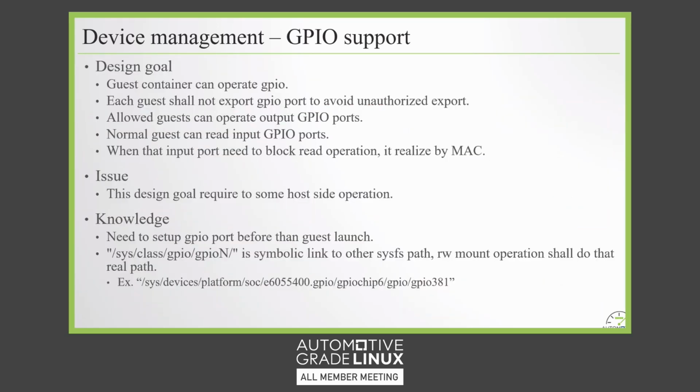So, to conclude this issue: the design goal is as shown, and the issue is that this design goal requires some host side operation, as I showed in a previous slide. This is knowledge from this development. So we need to set up the GPIO port before the guest launch. And the sys class GPIO directory is a symbolic link to another sysfs path. For example, in the AGL reference hardware case, the real path is this path. So the RW mount operation shall be done on that real path, this one, not this one. It's our knowledge from this development.